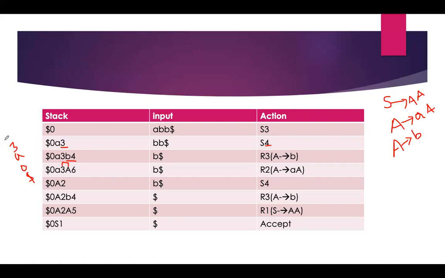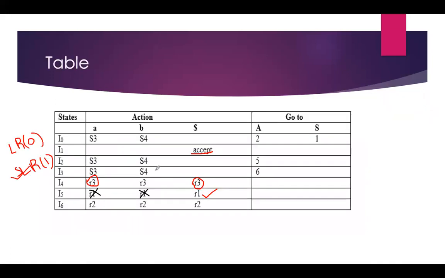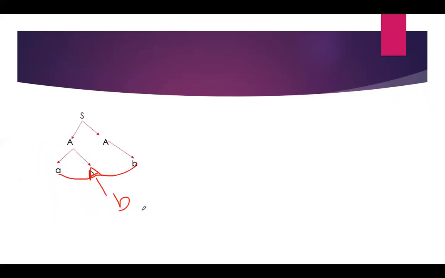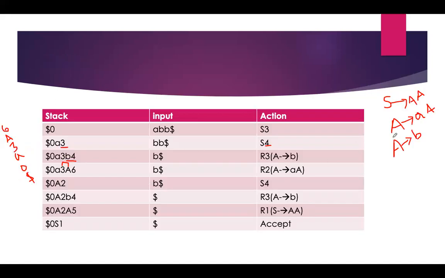So here the stack is now like this: A and 6. For 6, what is the input string? B. So for 6 with input string B, what is the action I need to take? Reduce to rule number 2, A tends to AA.